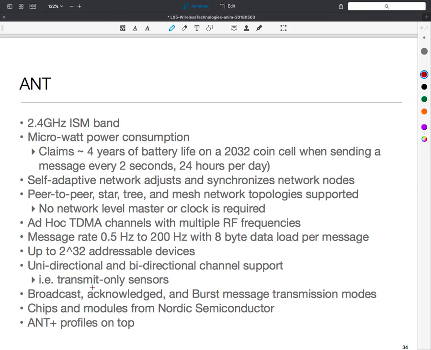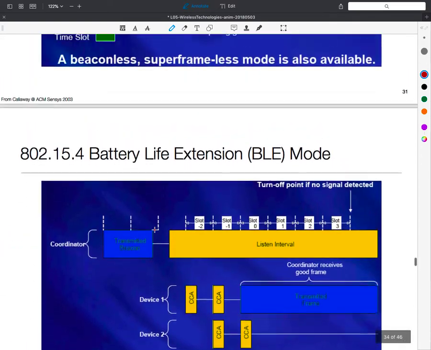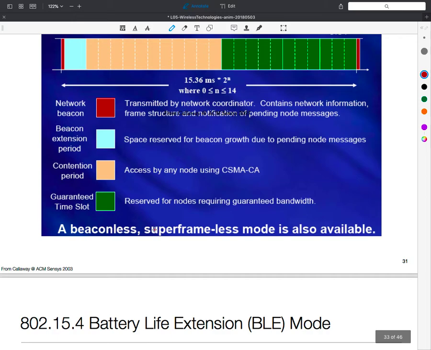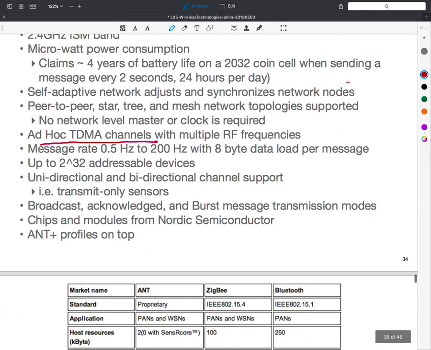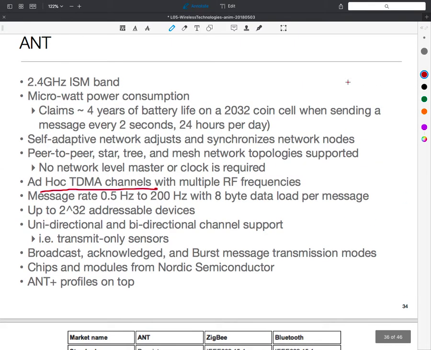approached this is by using TDMA channels. Time division multiple access, so they divide time into slots and operate within that. So essentially, it corresponds to what was happening in this mode. Okay, so it corresponds to that, but designed specifically for small messages being sent relatively infrequently.